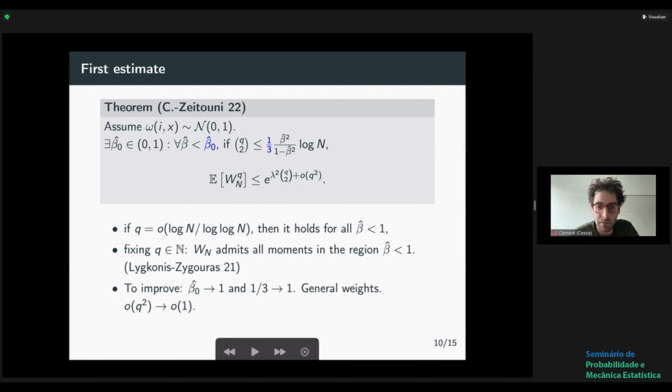So, I'm thinking about what we want to improve. Also, this was only for Gaussian weights. But there is no reason why Gaussian weights should be a problem. I think this should be quite general.